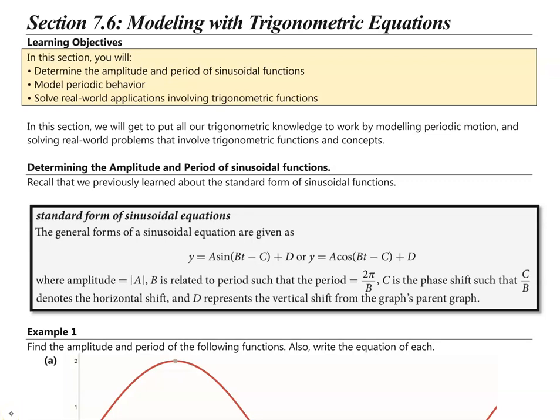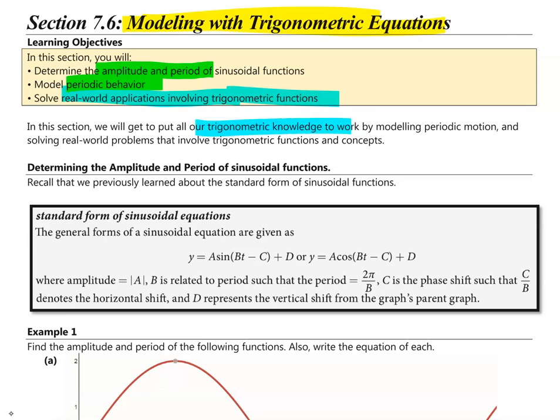Section 7.6, Modeling with Trigonometric Equations. In this section, you will determine the amplitude and period of sinusoidal functions, model periodic behavior, and solve real-world applications involving trigonometric functions. In this section, we will get to put all our trigonometric knowledge to work by modeling periodic motion and solving real-world problems that involve trigonometric functions and concepts.